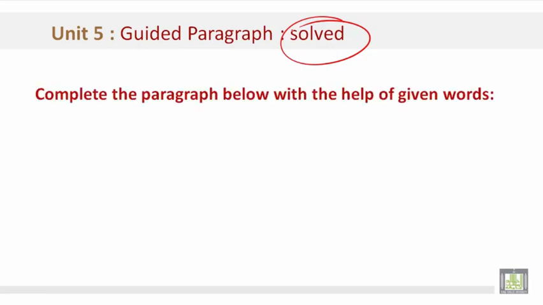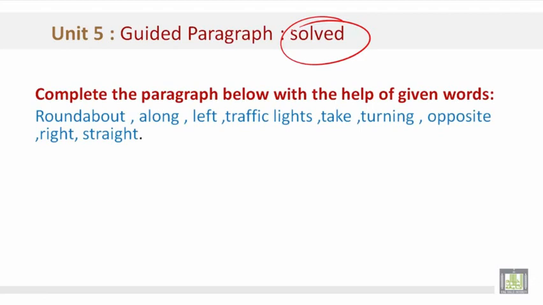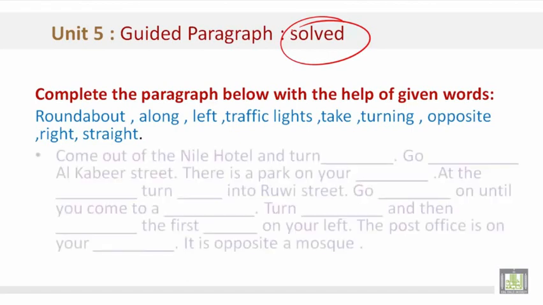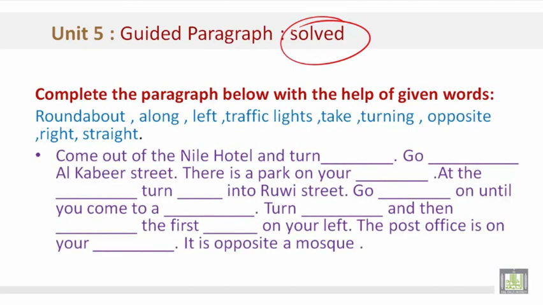Guided paragraph. Remember, this is solved, but you will have examples throughout the course that are not solved. Use this to show you how to do it and also to demonstrate to yourself that you can achieve this. Complete the paragraph below with the help of given words. The given words are roundabout, along, left, traffic lights, take, turning, opposite, right, and straight. So, let's take a look at this paragraph.